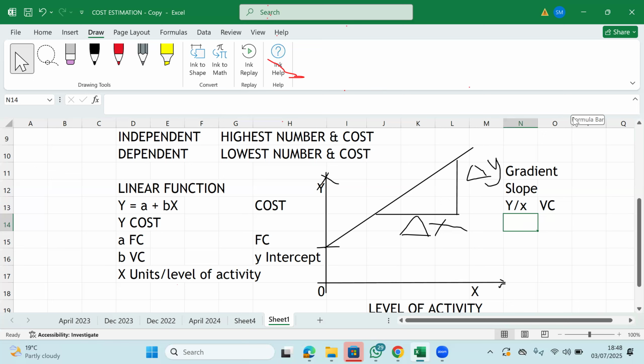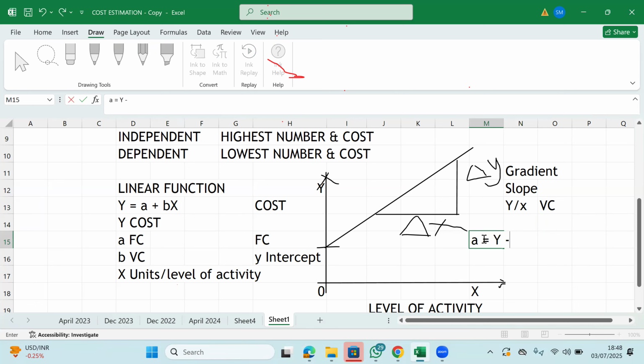So basically, after getting your variable cost, which is quite easy because we just look at the change in Y over the change in X, we can substitute so that we can arrive at our fixed cost. How? We know our Y. Our Y is, say, for the highest level of activity, we spent 20,000 in a month. And even before I do that, we could make A the subject of the formula. Our A would be Y minus BX. So A is equal to Y minus BX.